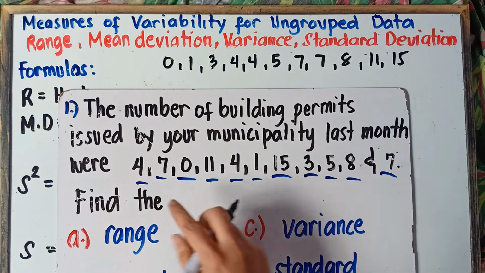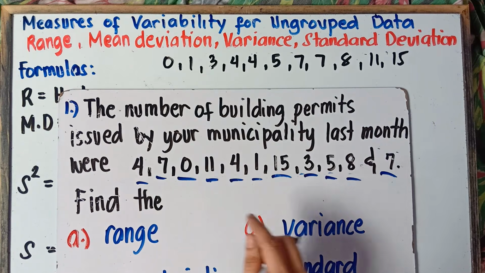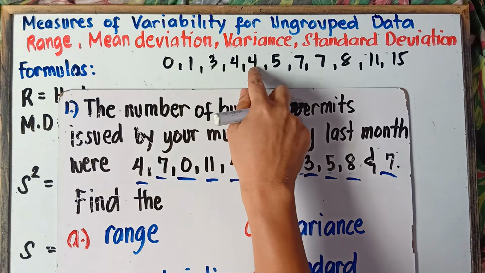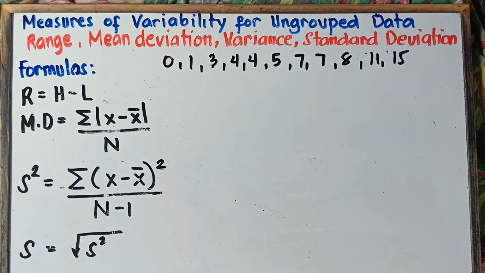So how many samples do we have? 1 2 3 4 5 6 7 8 9 10 11. All set. All right, so we have the samples.